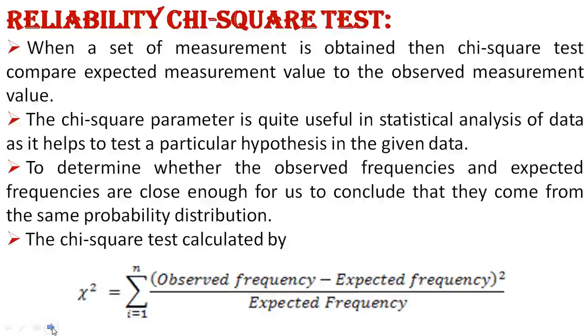So the equation of the chi-square test is: chi-square equals the summation, from i equals 1 to n, of the observed frequency minus the expected frequency, that difference squared, divided by the expected frequency. So you will get the chi-square of that event.